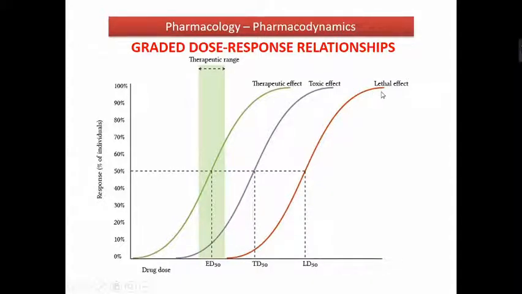Okay, so initially, ang importante na mabaruan natin na may certain acceptable dose that is to be given to the patient. If you go beyond the dosage range of the drug, instead of efficacy, nangangadtoka lethal effect. Okay, so that is the concept of graded dose response relationship.